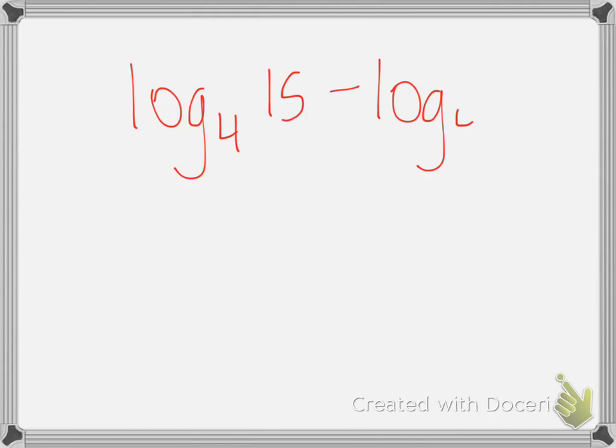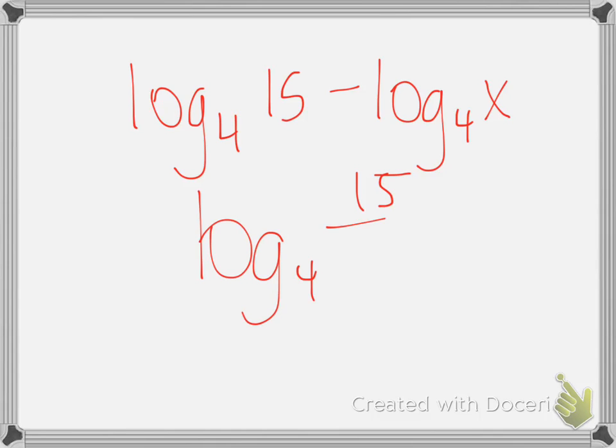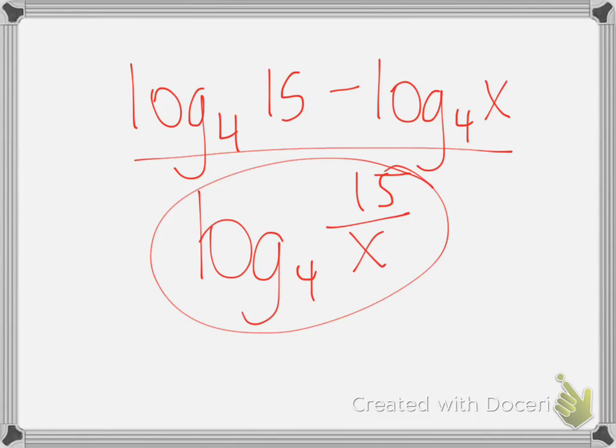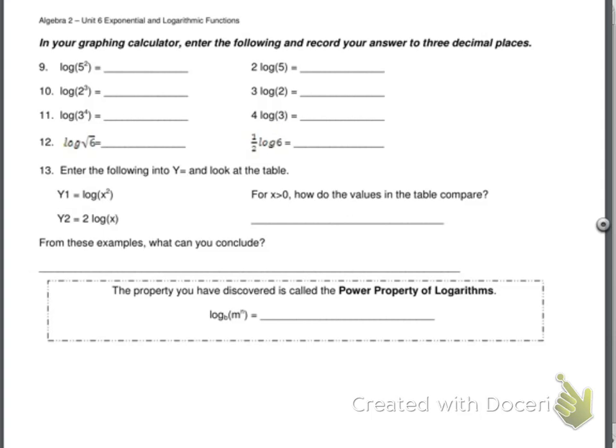An example of that would be log base 4 of 15 minus log base 4 of x would be log base 4 of 15 over x. Okay, so once again, I've taken two logs and made them one log. Because it was subtraction, I divided the two arguments. So that's the product property and the quotient property, and they make sense because quotient means to divide, product means to multiply. And the last one is called the power property.